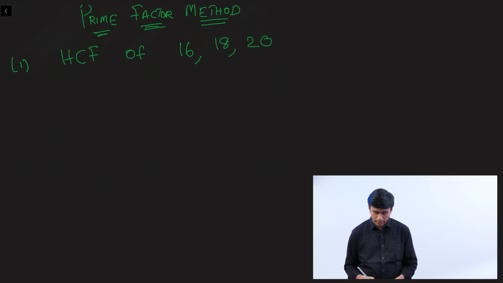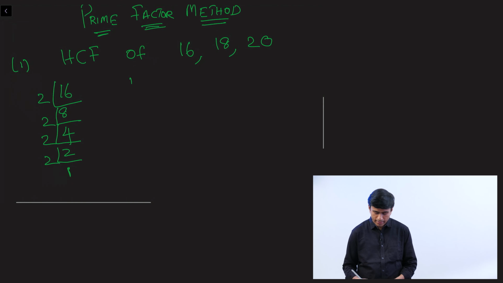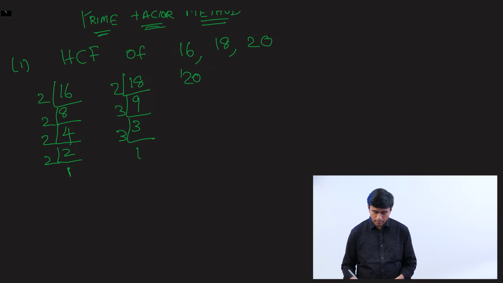Let's start with the prime factors of 16. 2, 8, 2, 4, 2, 2, 2, 1. Prime factors of 18. 2, 9, 3, 3, 3, 1. Prime factors of 20. 2, 10, 2, 5, 5, 1.